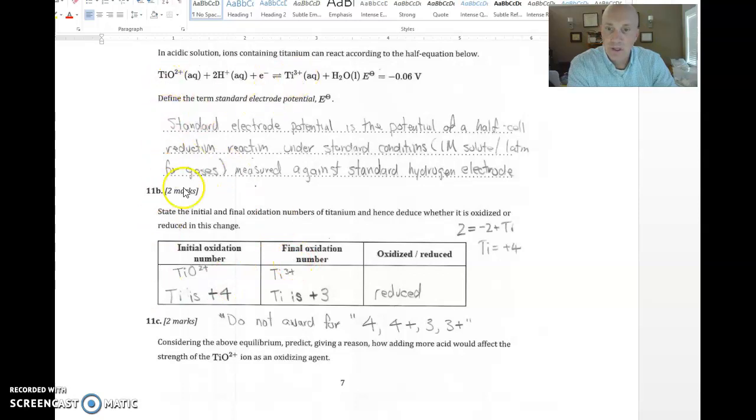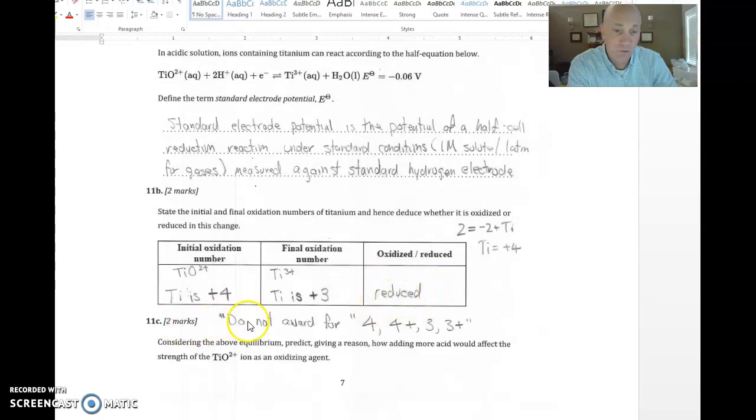Okay, in 11b, it's a question about the oxidation numbers of the titanium in this. All right, so the initial oxidation number, well, this is the form of titanium right here. I could calculate that its oxidation number would be +4. Final oxidation number, well, it's titanium +3, so it's just going to be the charge, so it's +3. And so in going from +4 to +3, that involves the charge going down, so that would be a reduction.